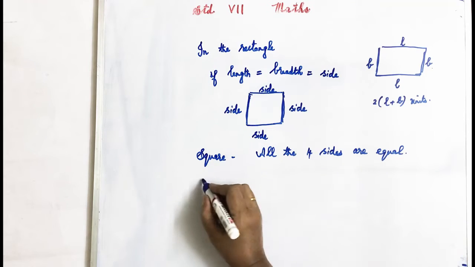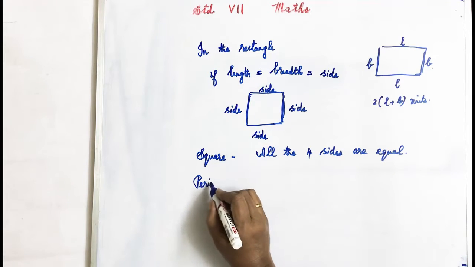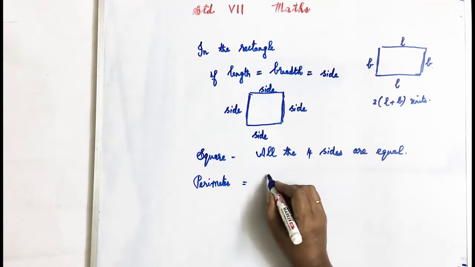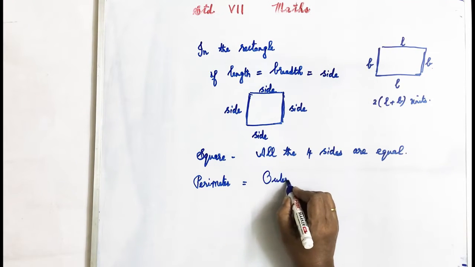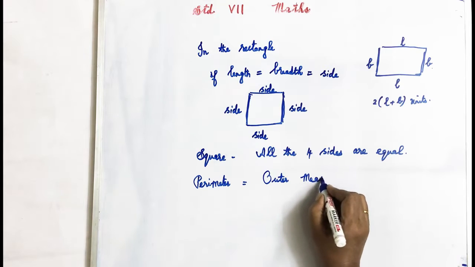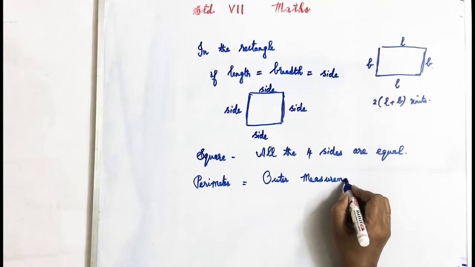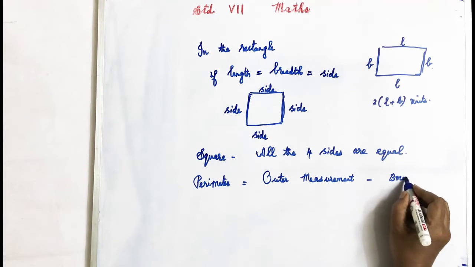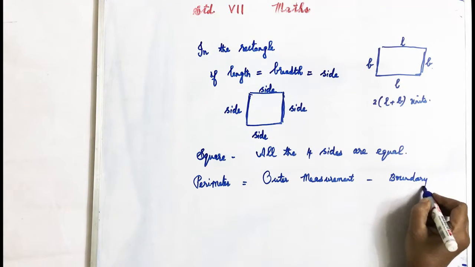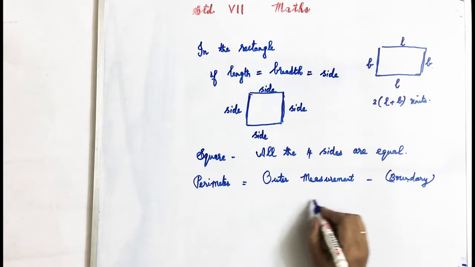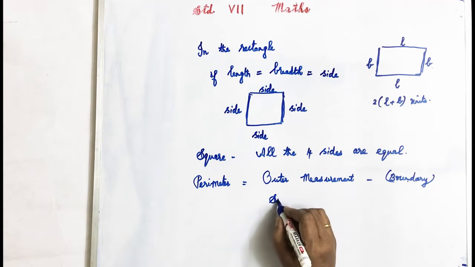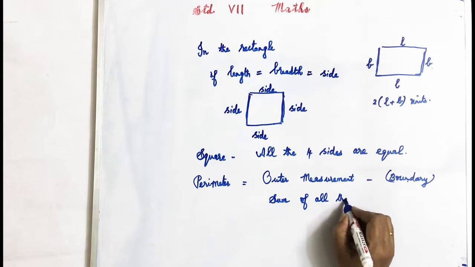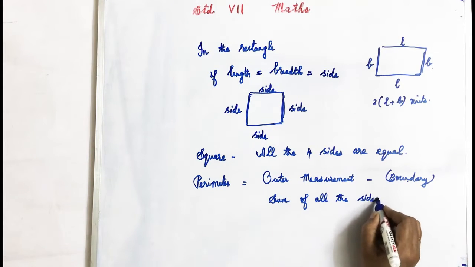Now we are going to find out perimeter. What is meant by perimeter? We can say outer measurement, or we can say boundary. We can also say this as sum of all the sides. Sum of all the sides.